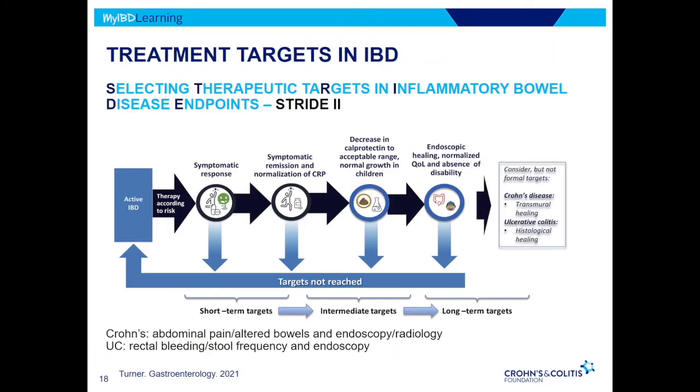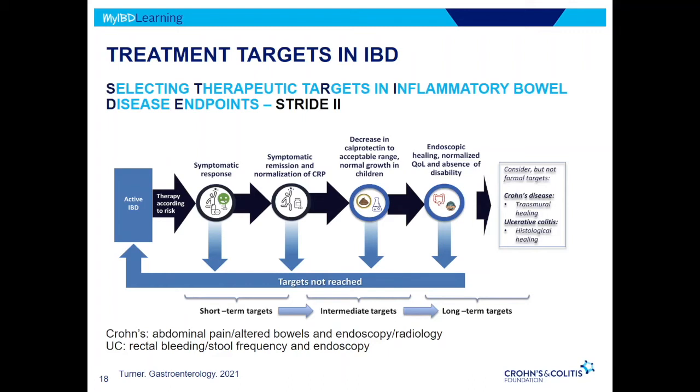So this is a consensus document among international experts about what the target should be and what the timeline for target should be in the treatment of active IBD. And if you start on the left side of the slide, there is where there is active inflammatory bowel disease. You start treatment based on the risk, like we discussed earlier. And the immediate goal, obviously, is to make the individual feel better. And that's what symptomatic response is.